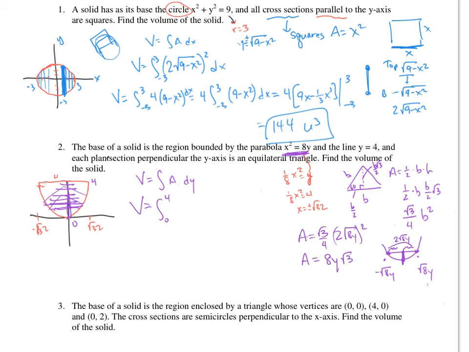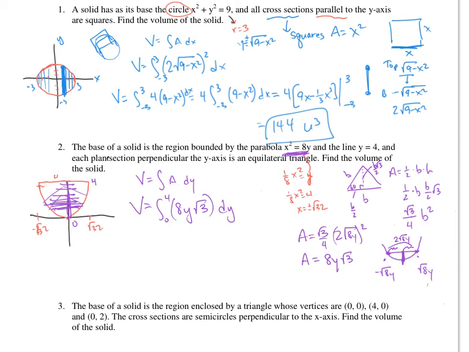So the volume is going to be the integral from 0 to 4, from here all the way up to there. That's the way I'm taking my slices. And we said these equilateral triangles will have an area of 8y root 3. That's what each of the areas will be, dy. Again, dy, because I'm taking my slices up along the y, all the way up to the top.